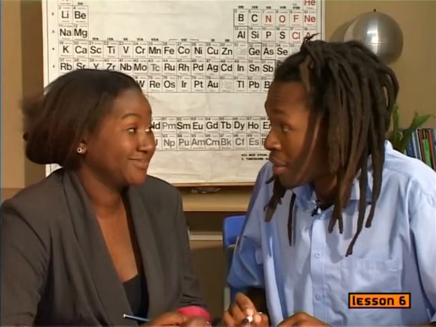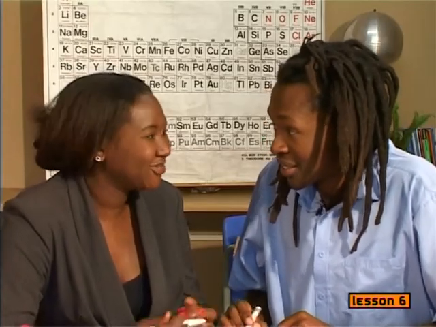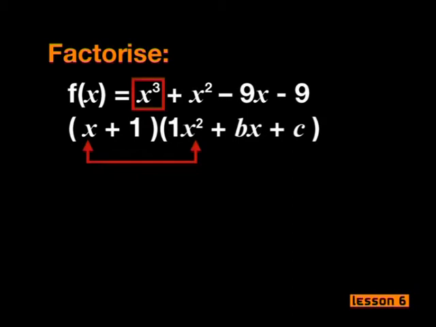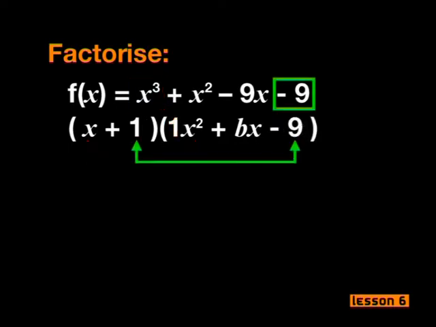Now for the hard part, finding the trinomial. Go ahead, you can do it. All right, I know now that x plus 1 is a factor and that this is a cubic function, which means that the factors are given by x plus 1 multiplied by a quadratic equation. To find x cubed, I would have to multiply x by x squared. So a is 1. To get negative 9, I'd multiply 1 by minus 9. So c is minus 9.